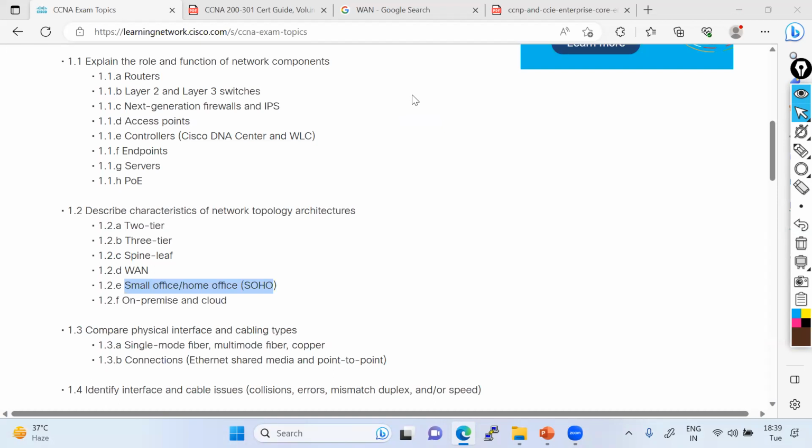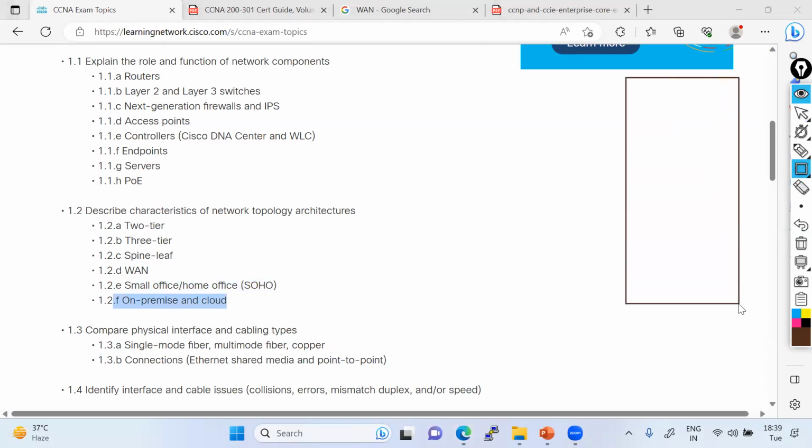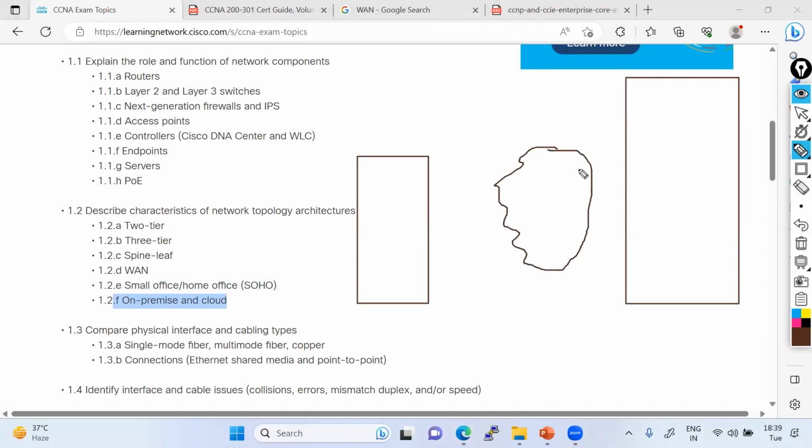Okay, so now, just give me one second. We have a term, on premises versus cloud. These are new terms nowadays. People are talking about cloud infrastructures and on-premises infrastructures, and in between we have the internet. So cloud and on premises.